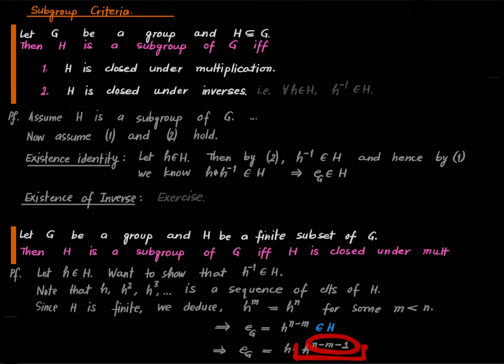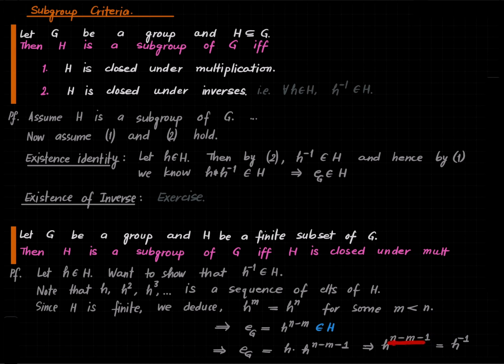And hence we are done, because by this equation that we have, this equation shows that this guy is the inverse of h. Okay, so far what we have justified is that this is the inverse of h in the group G. So there are two possibilities. Either this is positive or it is 0. It cannot be negative because of this inequality.